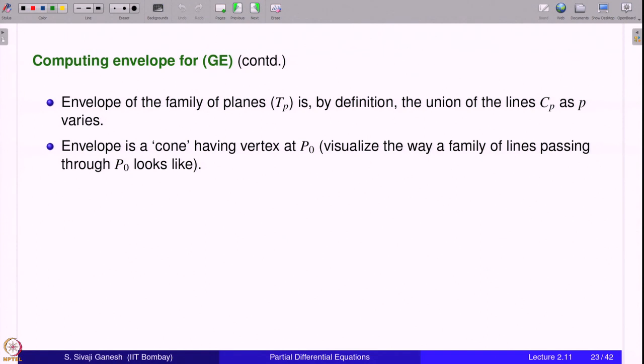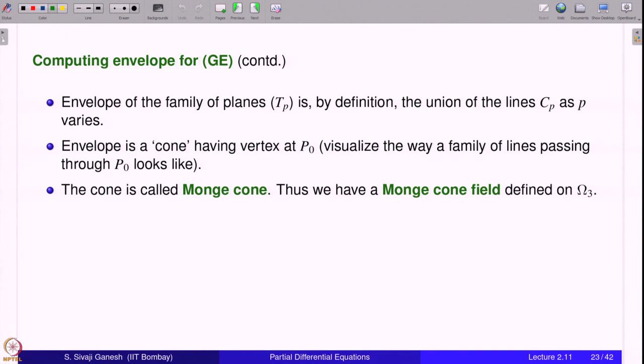So, visualize the way a family of lines passing through a point P naught looks like. For example, you have this point P naught, right. So, imagine lines in 3D, okay, like that. So, that is how a cone looks like. This is called Monge cone. Thus, we have a Monge cone field defined in omega 3.